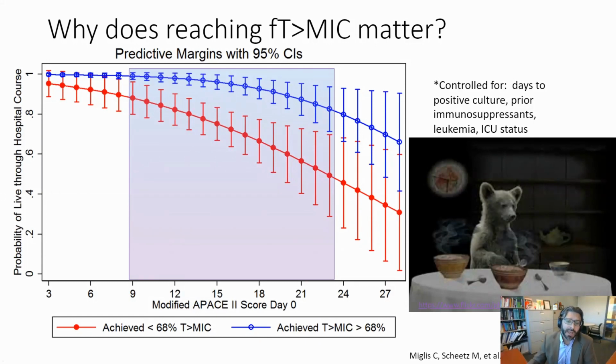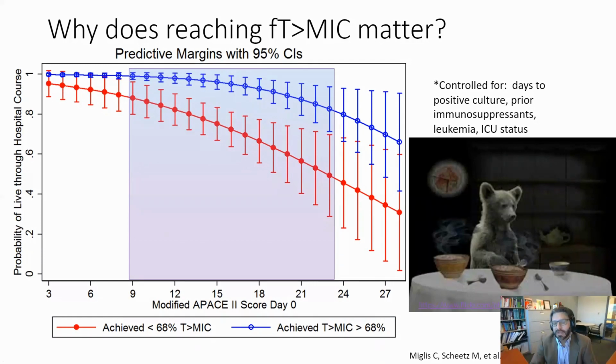One, how sick the patient was, and that's shown down on the x-axis of this graph. So we looked at this with the modified Apache 2 score. And on the y-axis, what we're looking at is the probability that the patient lives through the hospital course, so the probability that the patient survives. Now, the 2 different lines here: the filled in red circle is those who did not achieve 68% time greater than MIC, and they did achieve it in the blue, which is the open blue circle, greater than 68%.